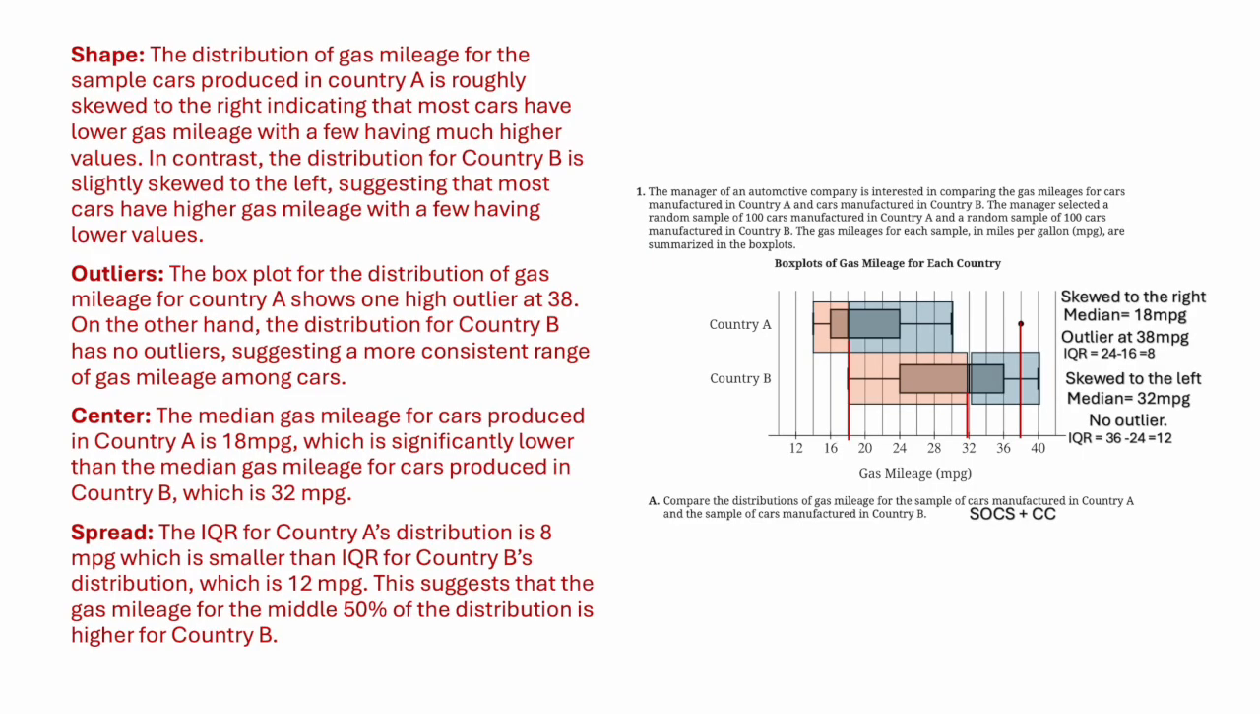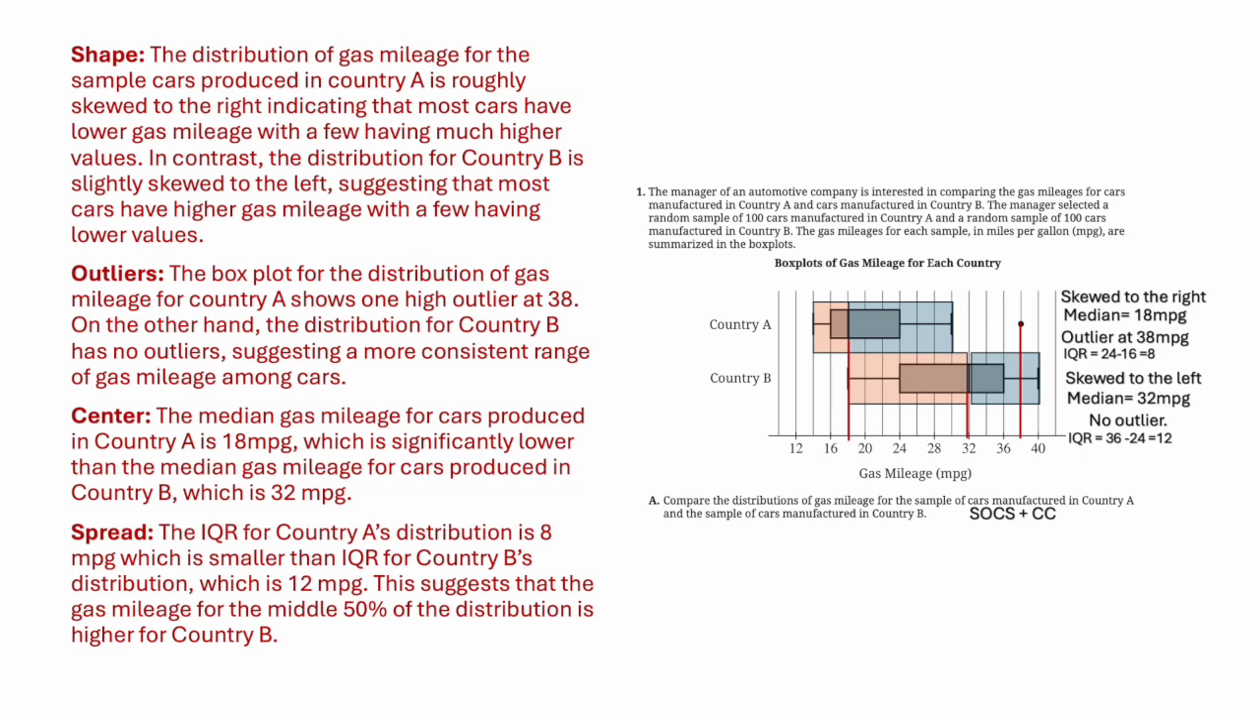So this is a sample answer of describing or comparing two distributions. The first one is the shape. The distribution of gas mileage for the sample cars produced in country A, which is your context, is roughly skewed to the right. Always when you are describing a shape, use the ly word like roughly or strongly, approximately, and so on. So it's roughly skewed to the right, indicating that most cars have lower gas mileage, with a few having much higher values because you have your cluster towards your left side.